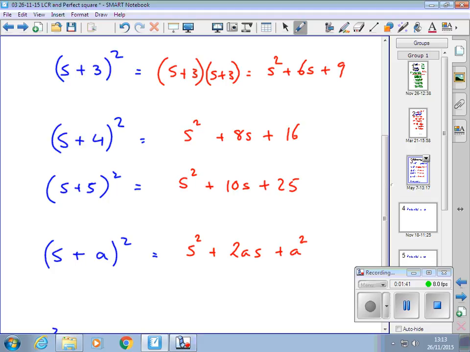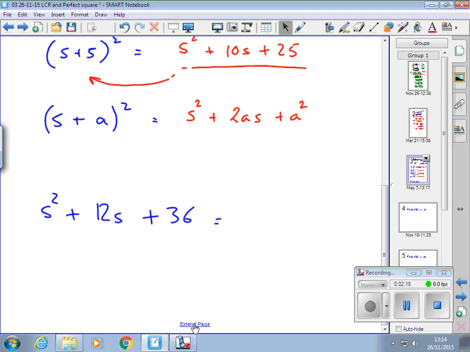Okay. Whatever this number is here, I times it by 2 to get this one, and I square it to get this one, and that works every time. If I see something like this, I know that's a perfect square, and I can write it like that. So if I see this and I recognize it, I can write it down as a perfect square. These are all examples of the perfect square.